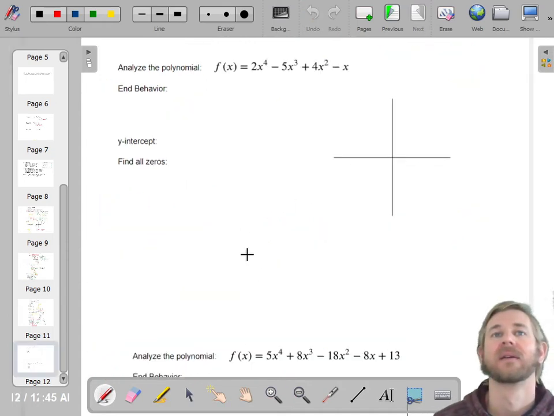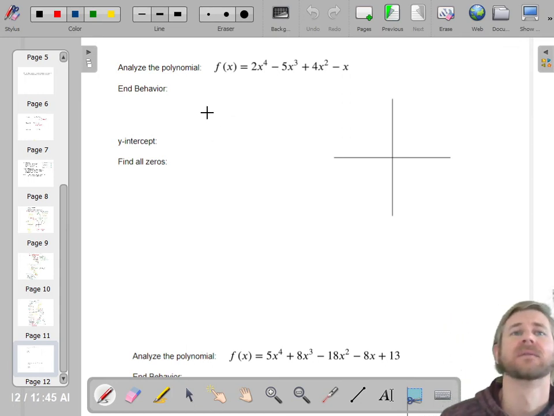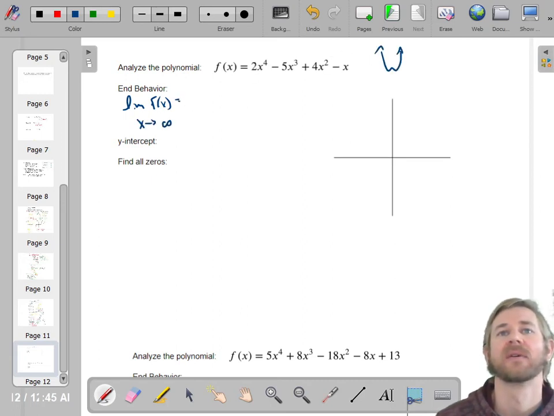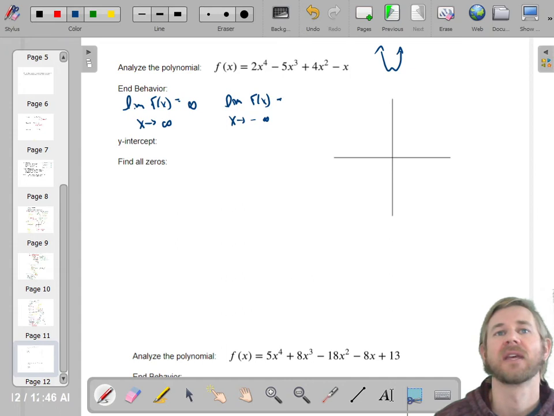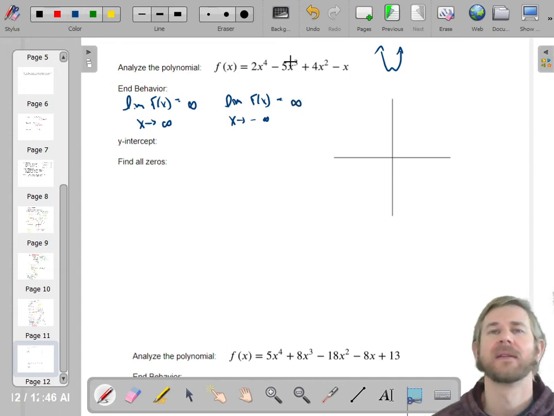Okay? Here we go. First thing, end behavior: limit of f of x as you go to the right, this is positive even, so it's going to be up. So they're both going up. Infinity. Limit of f of x as x goes to negative infinity, as you go to the left, also infinity. Y-intercept, wait a minute, 0, so 0, 0.